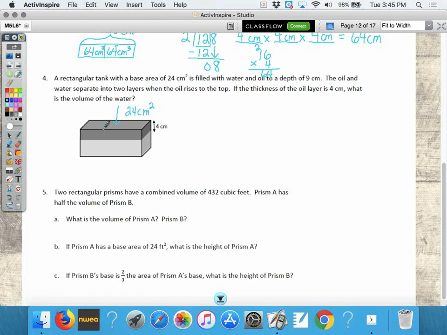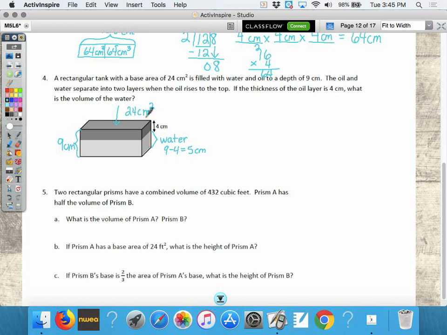The water and oil, when filled to the top, make up 9 centimeters. So what is the volume of the water? The water is on the bottom because it says the oil rises to the top. So the water is right here. What's the area of the water? I can't use 9 because the oil is 4 centimeters. So how will I figure out the height of this? 9 minus 4 equals 5. So we've got 5 centimeters for the height.